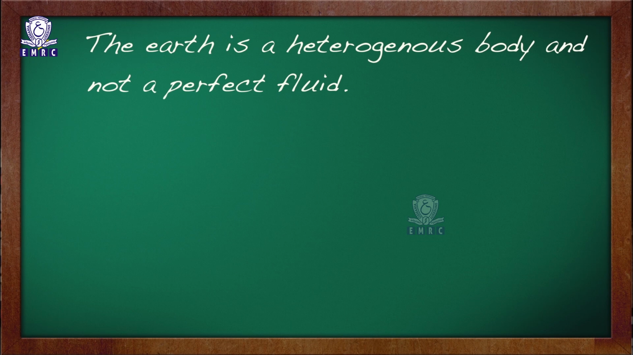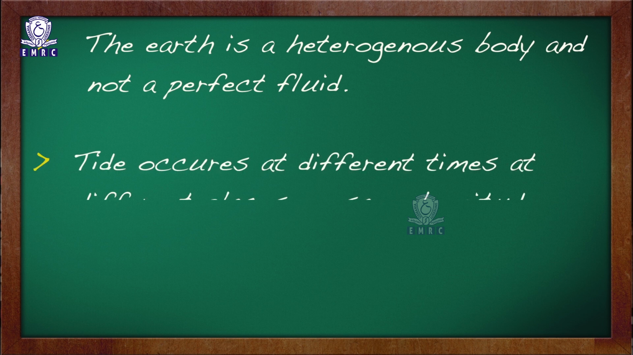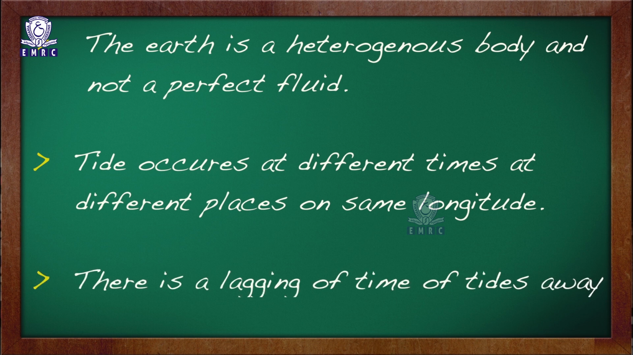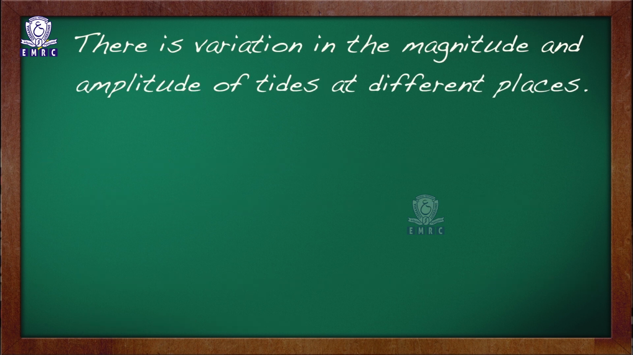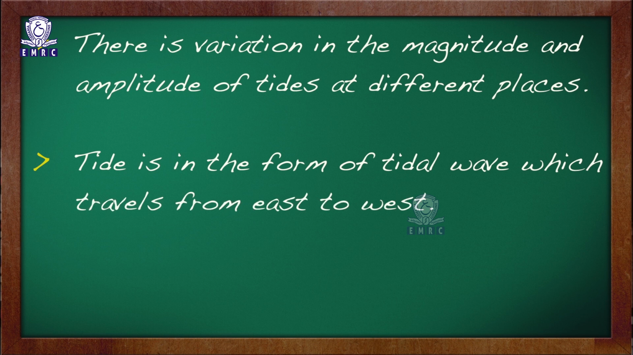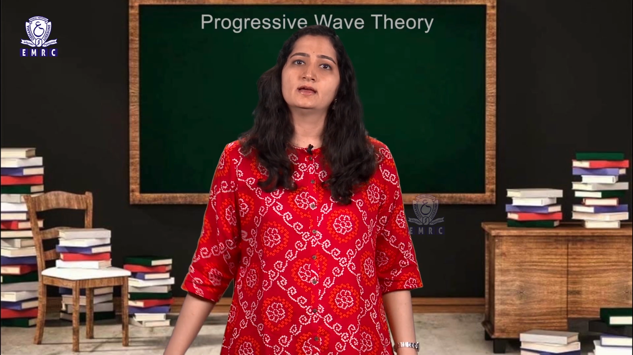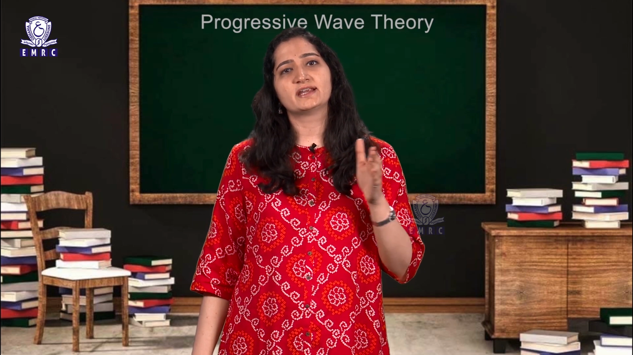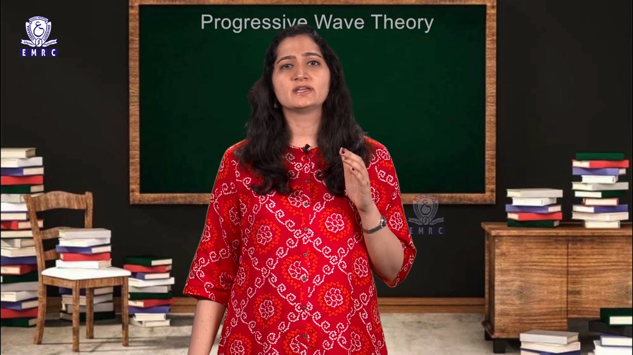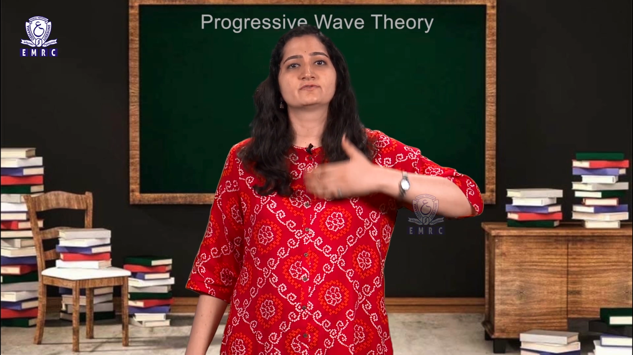The Earth is a heterogeneous body and not a perfect fluid. Tide occurs at different times at different places on the same longitude. There is a lagging of time of tides away from the source. There is variation in the magnitude and amplitude of the tides at different places. Tide is in the form of tidal wave which travels from east to west. The crests and the troughs of such tidal waves become tides and ebbs respectively. These waves originate in the oceans under the influence of tidal force of the moon.